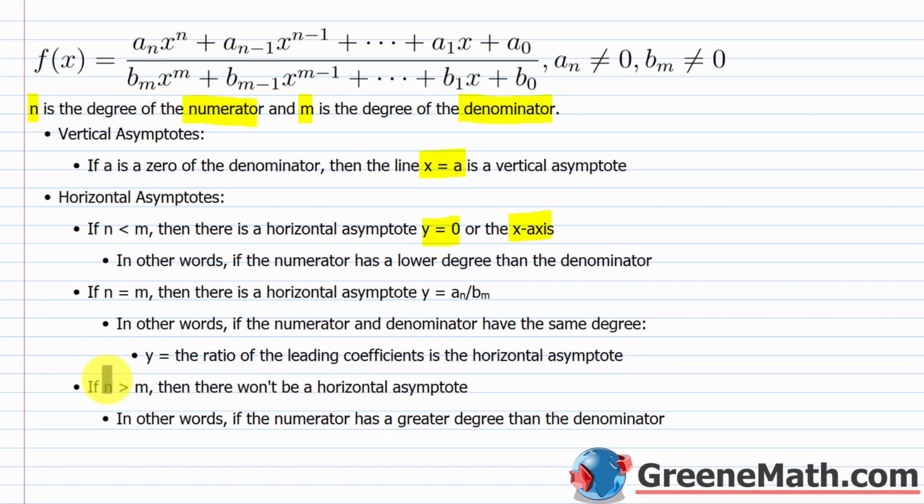Then lastly, if n is greater than m, then there won't be a horizontal asymptote. In other words, if the numerator has a greater degree than the denominator, you just won't have a horizontal asymptote. You could have something called a slant asymptote or an oblique asymptote, and that's when the degree in the numerator is exactly one more than the degree in the denominator. And I'll give you an example of that momentarily.